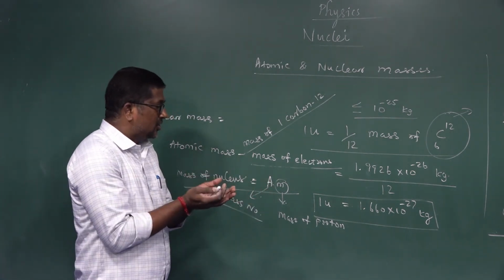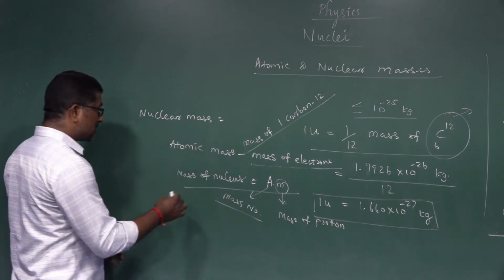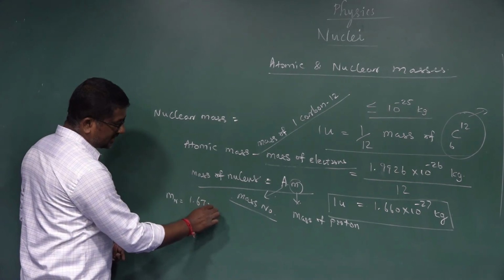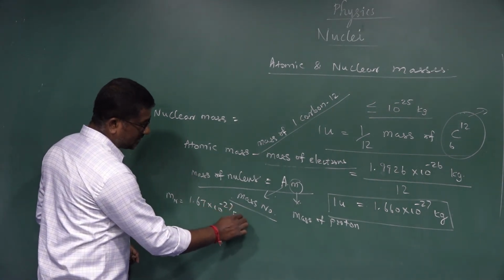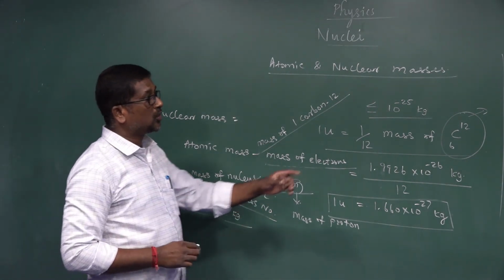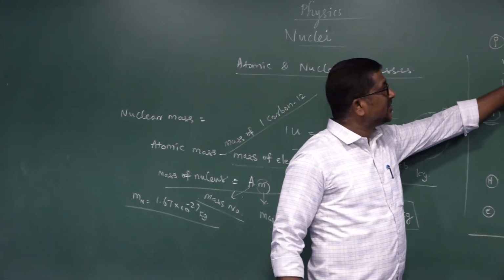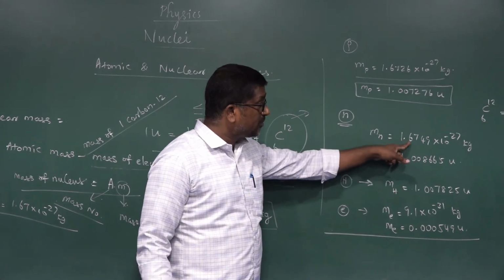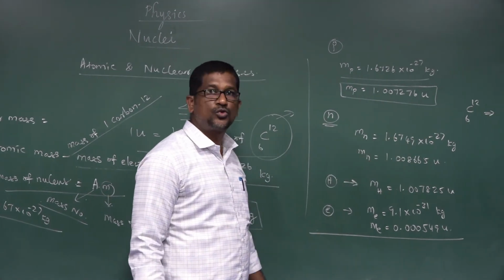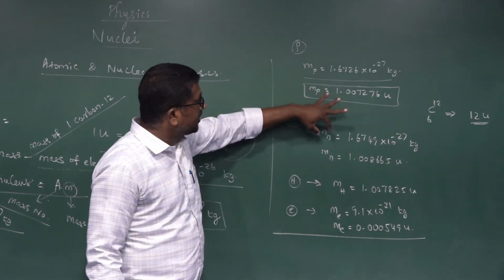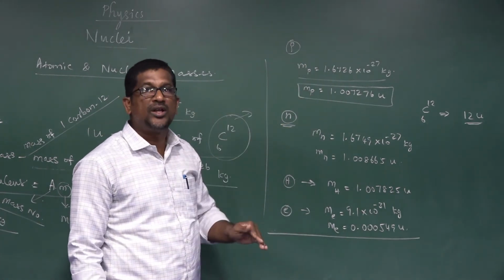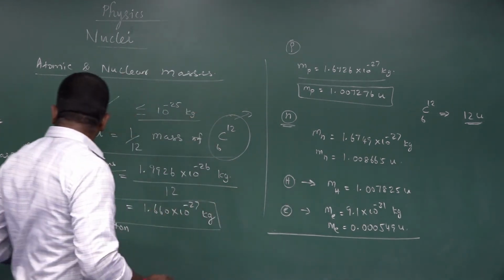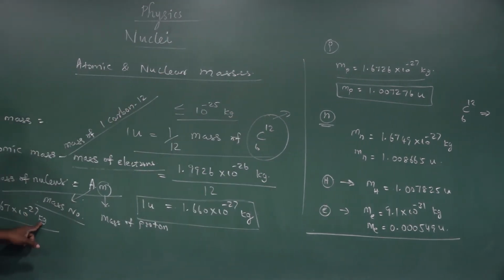On average, the mass of a proton or mass of a nucleon is given by 1.67 into 10 power minus 27 kg. Mass of a proton is 1.6726 into 10 power minus 27 kg. And mass of a neutron is 1.6749 into 10 power minus 27 kg. Proton and neutron are together called nucleons. On average, the mass of a single nucleon is 1.67 into 10 power minus 27 kg.